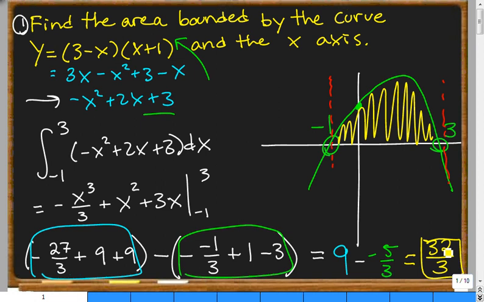You could find that answer in many different ways, but this is how you'd want to go about it. You need to find a picture. You need to know where your intercepts are, or at least what it's bounded by. And then you perform the integration, the definite integration, and find the answer.